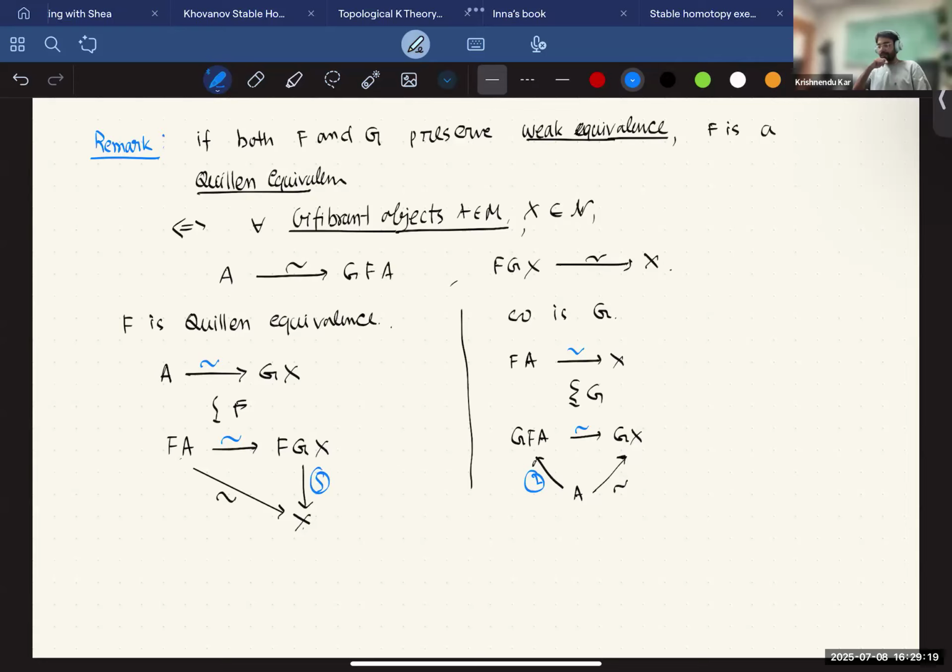And this is an if and only if condition, by the 2 out of 3 property. If your A to GFA map is a weak equivalence, then you can literally, I think, trace back, and it should not be that hard. I will stop here for now. Okay, and we can talk about it. All right, let me stop the recording.